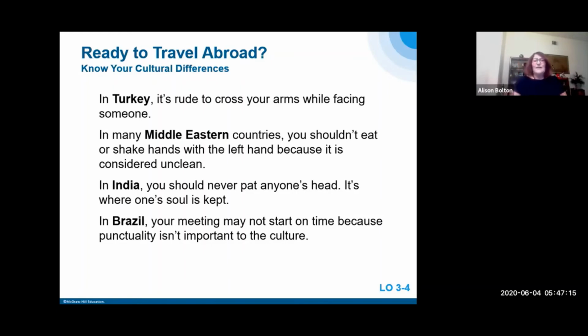In Brazil, your meeting may not start on time because punctuality isn't important there. Same thing with Mexico. They take a lot of breaks, and they take their time. So this is something to be very aware of. There are other countries that have a different time clock than the US does.